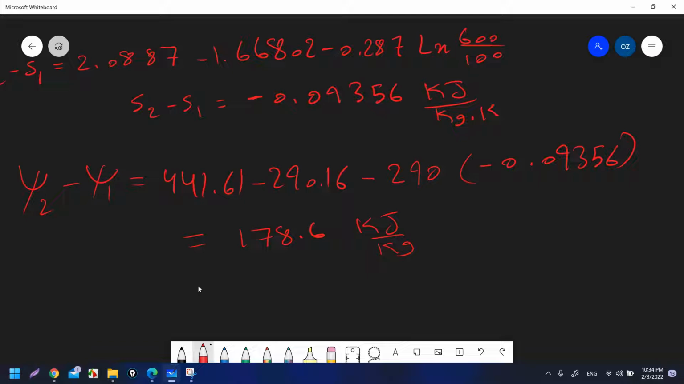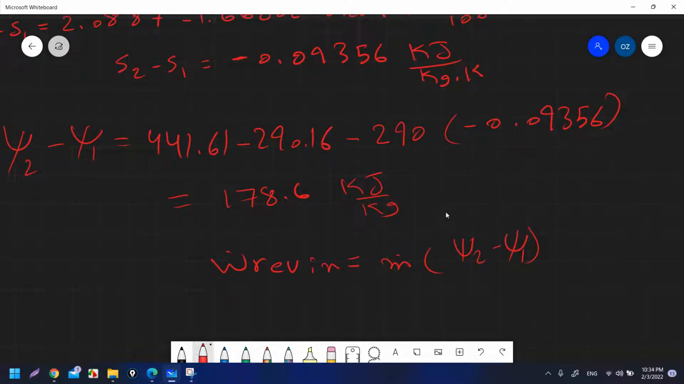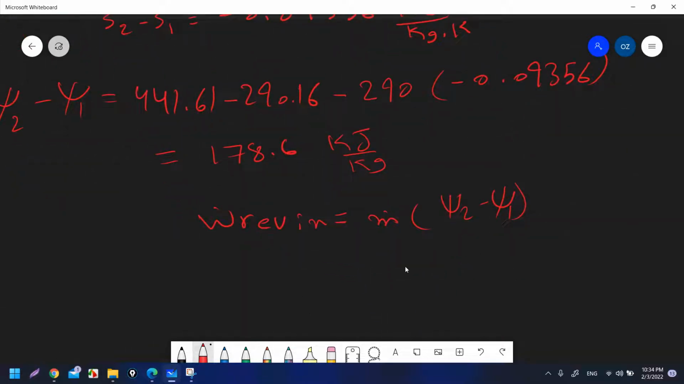For part 2, we want the work reversible in. We said it is equal to m dot times psi 2 minus psi 1. The mass flow rate is 0.035 kilogram per second. Multiplying by 178.6, the result will be 6.25 kilowatt.